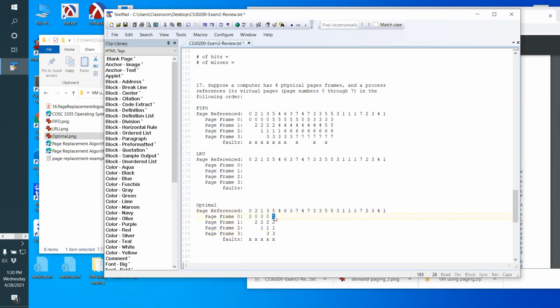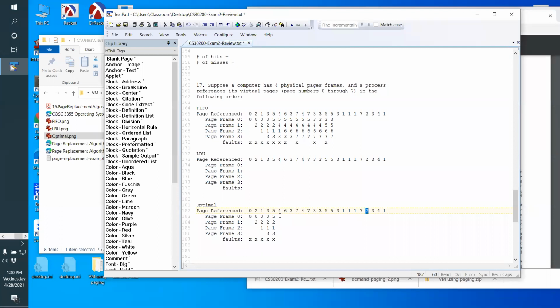Who's going to be used the most distant in the future? 5 is going to get used there. 2 is going to get used there. Oh, so 2 is farther out than 5. So 2 is the candidate so far to boot out. 1 is going to get used there. So 2 is still the candidate. 3 is going to get used there.